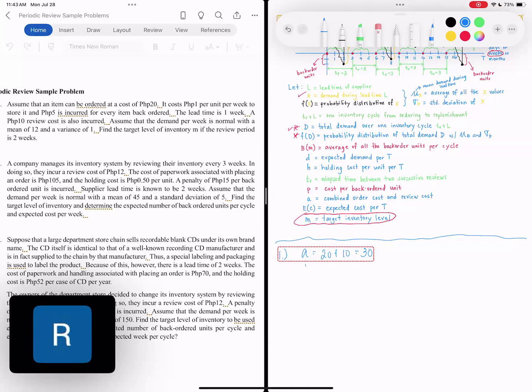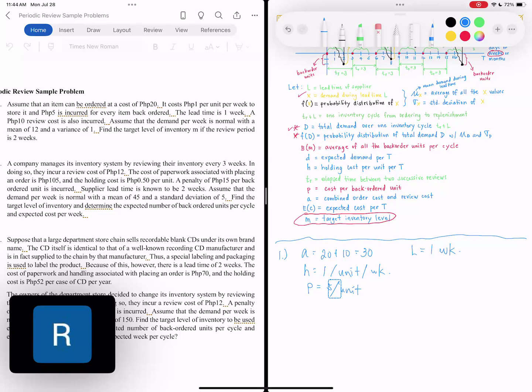H is equal to 1. Important, we put here 1 per unit per week. And then what is the 5 pesos? P, sir. Okay. P is equal to 5 per unit back ordered. And next, lead time is 1 week, no? So you just put there L is equal to 1 week.